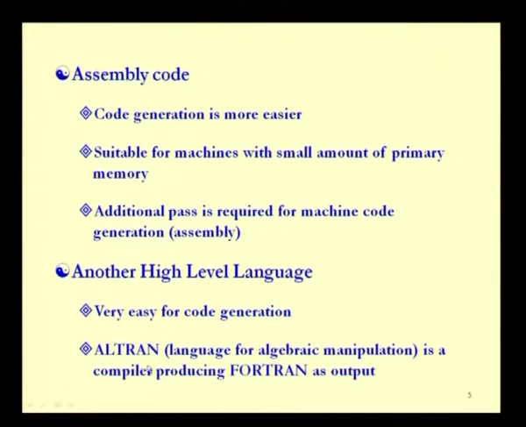So, here is one example. Altran is a language which is meant for algebraic transformation manipulation, and this is going to be a compiler that produces a Fortran program as output, and we know that Fortran has a compiler, and that particular program will be compiled by your Fortran compiler.